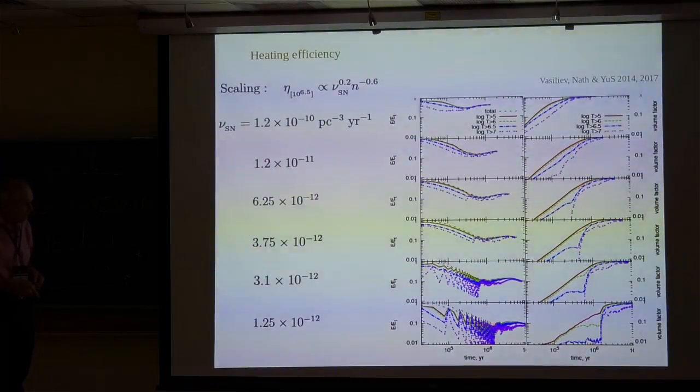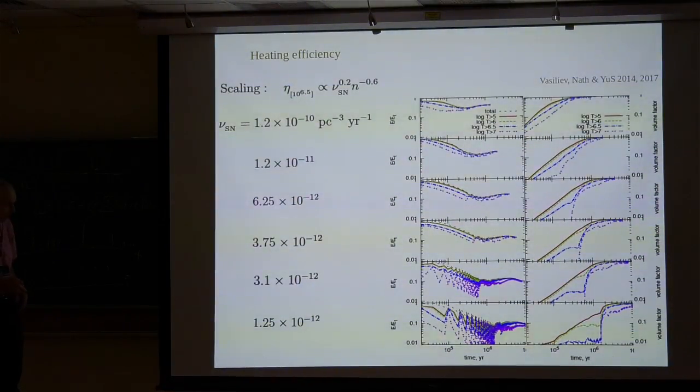But then, after some time, it settles more or less around a certain value. This value is the final efficiency, somewhere around 0.12. In this case, the efficiency is higher: the higher the volume supernova rate, the higher the efficiency, something like that.